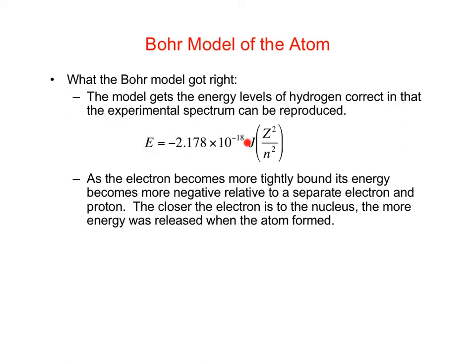J is just the unit. This is the energy in joules. Z is the charge of the atom, the charge of the nucleus. And n is the quantum number that we introduced on the last slide. And so you can see all of the energy levels are going to come out to be negative in this model. And I've got a picture on the next slide where we'll explore that a little bit more. But as the electron moves closer to the nucleus, in terms of the energy level that it's in, the energy becomes lower, it becomes more negative.